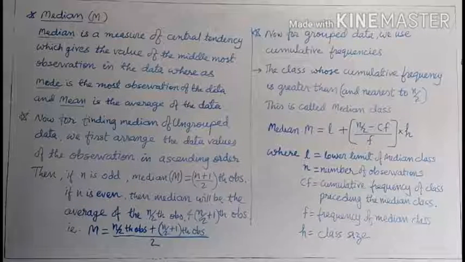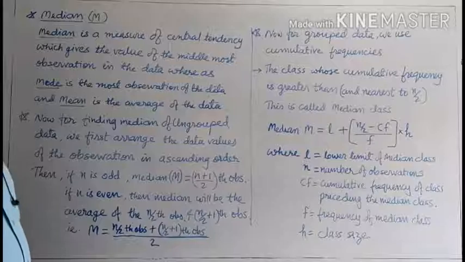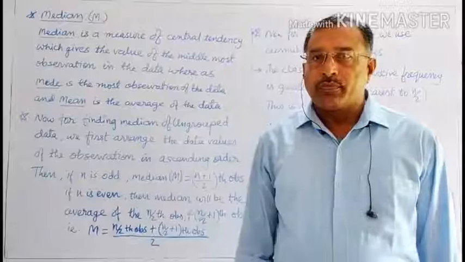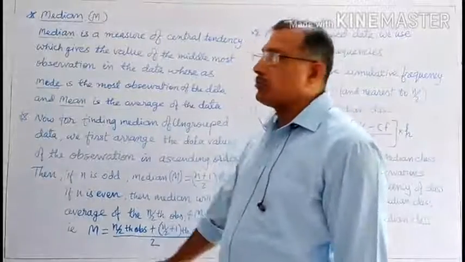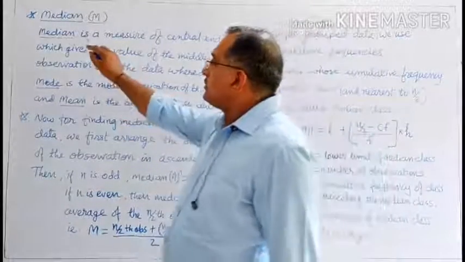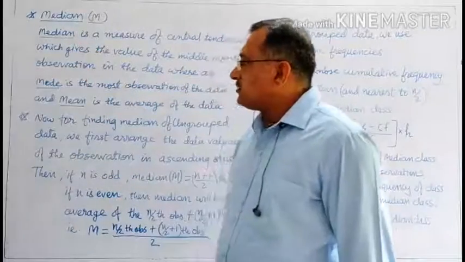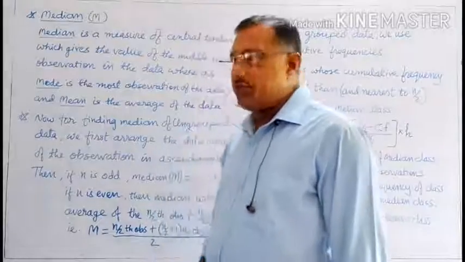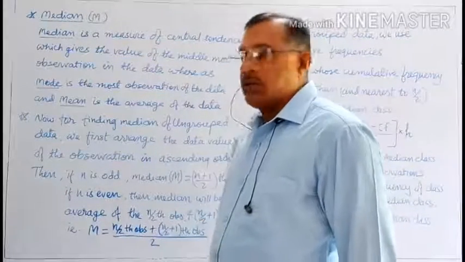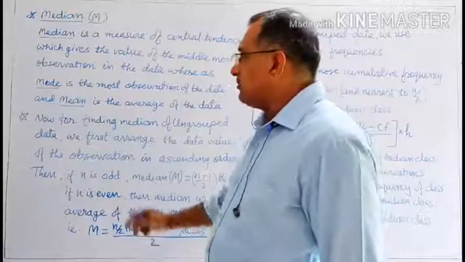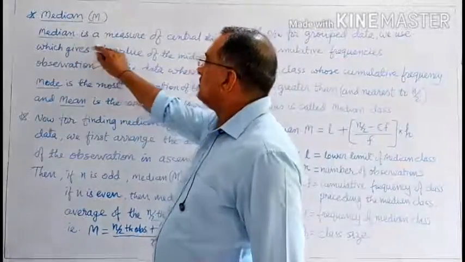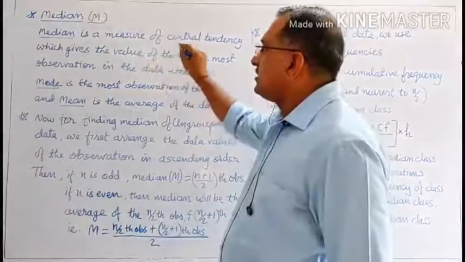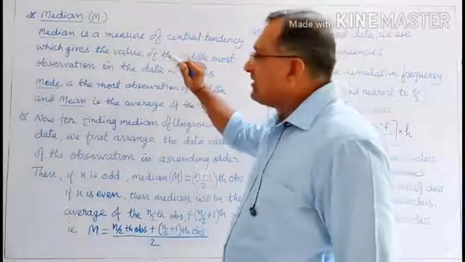Good morning, students. We have discussed mode and mean of the data. Now today we are going to talk about median. So first of all, let us discuss what is median, what is mode, and what is mean. Last time we discussed the meaning of the mode and mean. Now median is a measure of central tendency. Actually mean, mode and median are the three measures of central tendency.